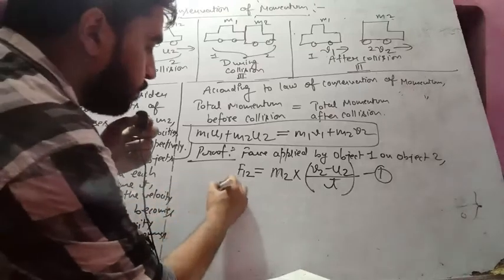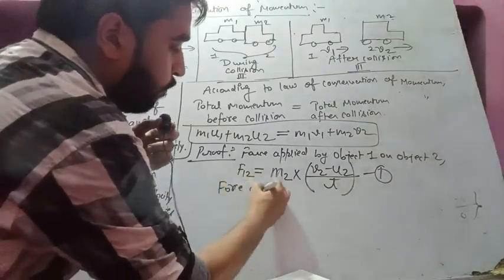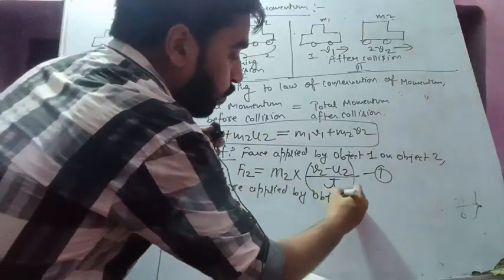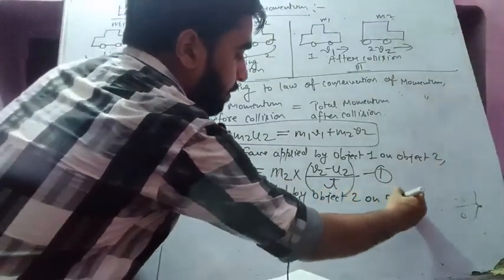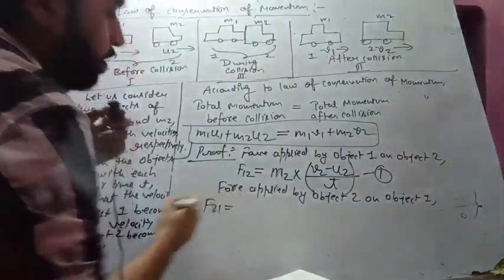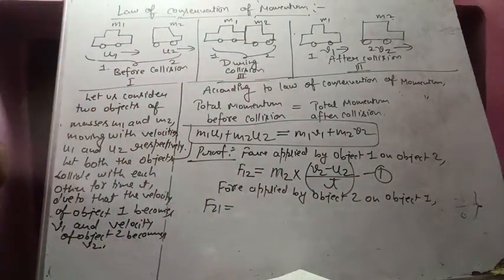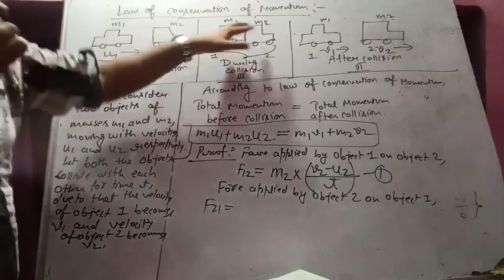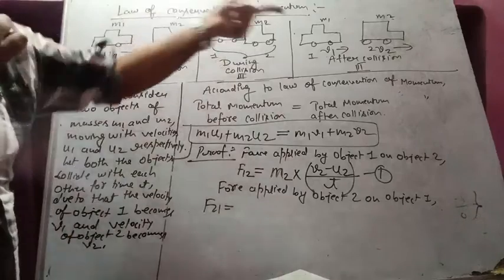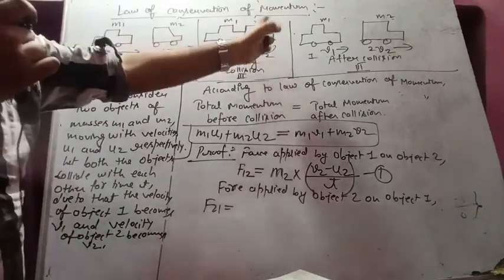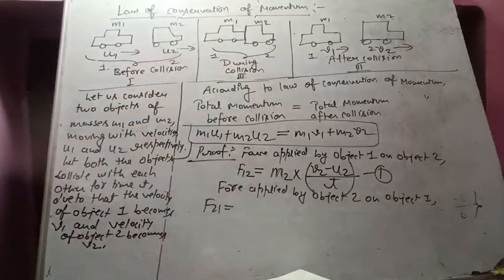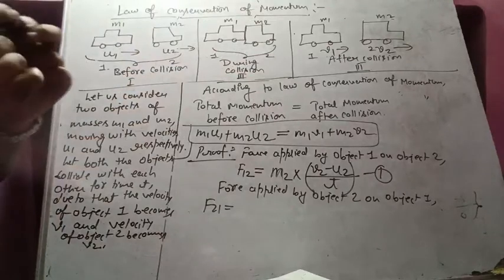Now what is the force applied by object 2 on object 1? Let us calculate this, F21. How much force is applied by object 2 on 1? Once both collide, it is not possible that only 1 will apply the force on 2. 2 will also apply a certain force on 1. Yes? So let us calculate this by second law of motion.